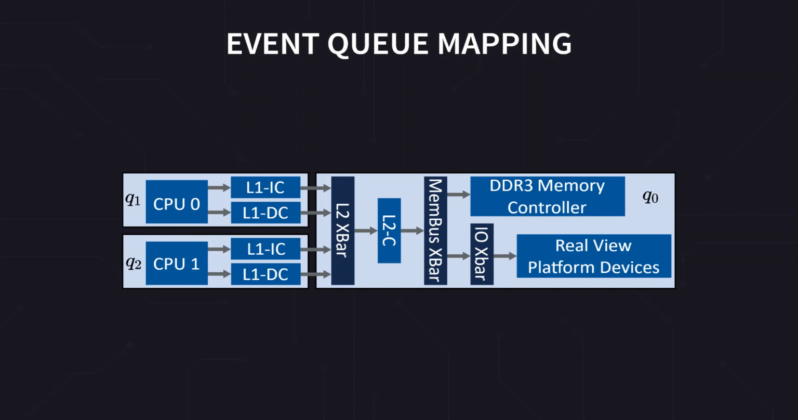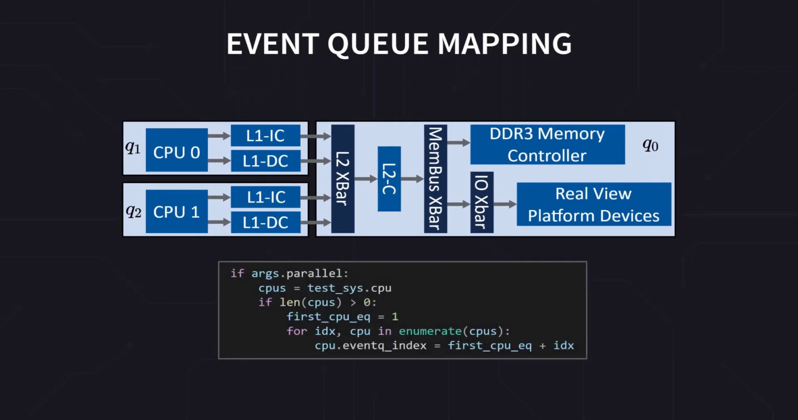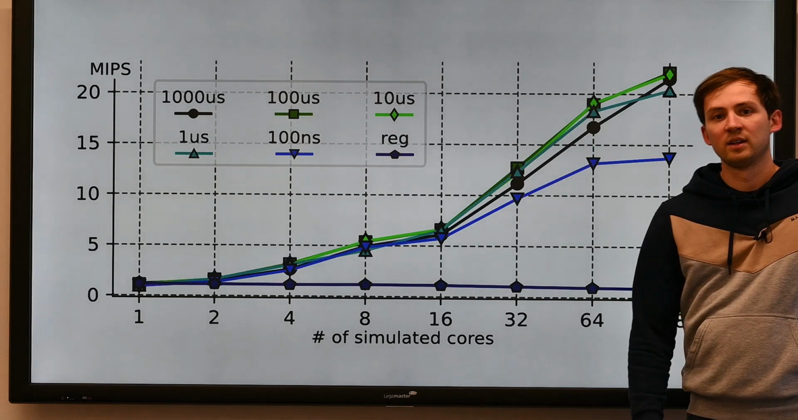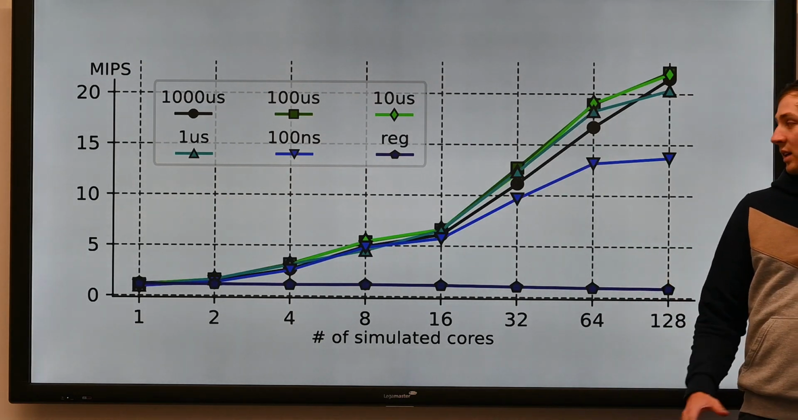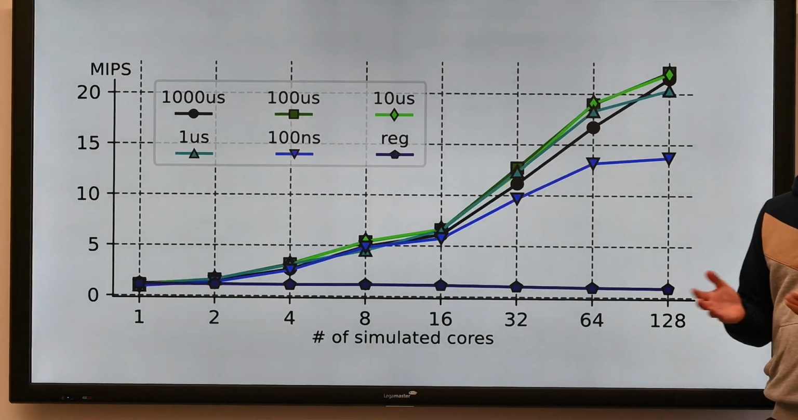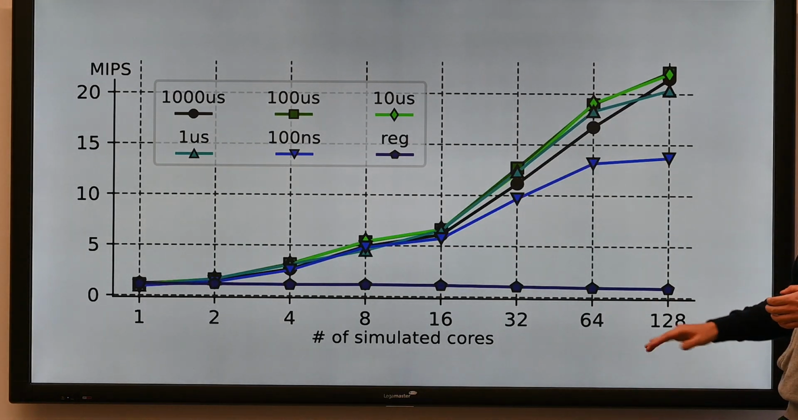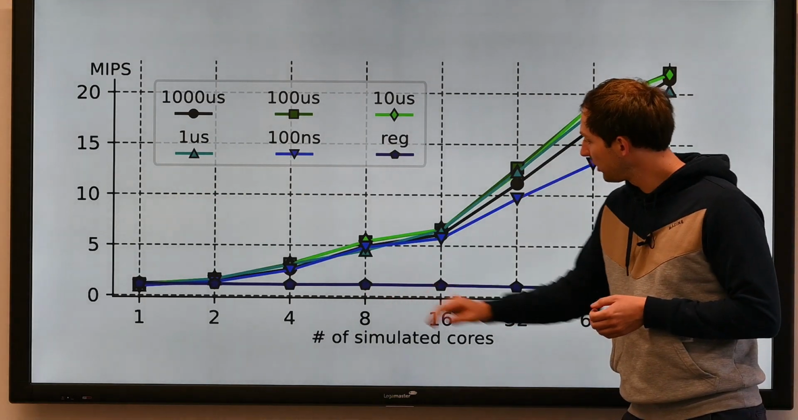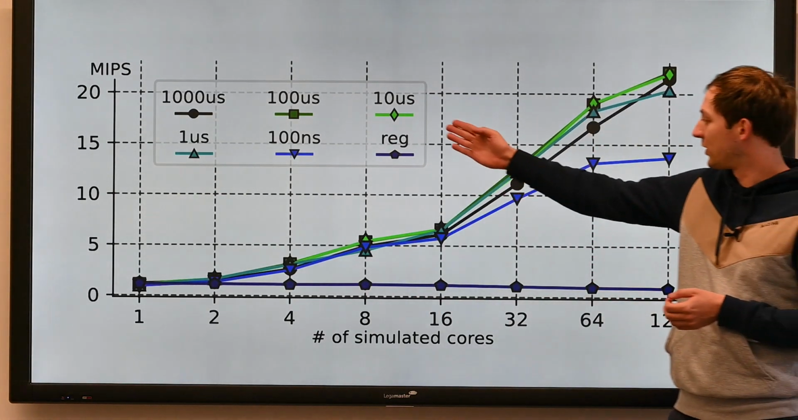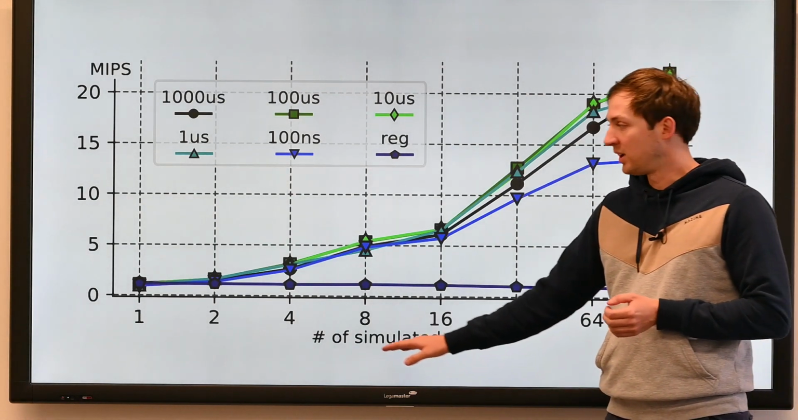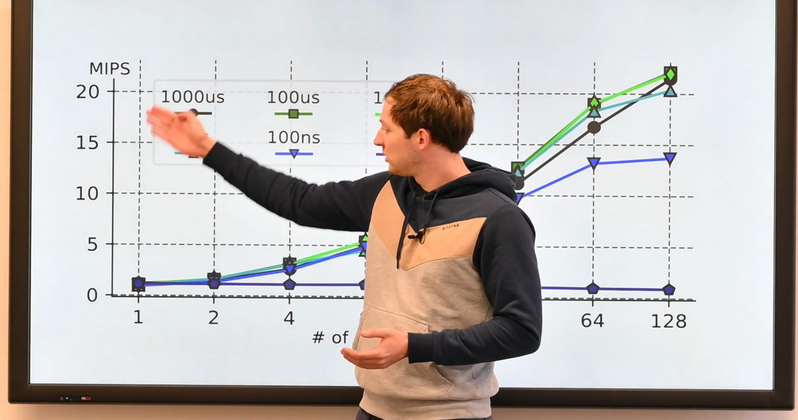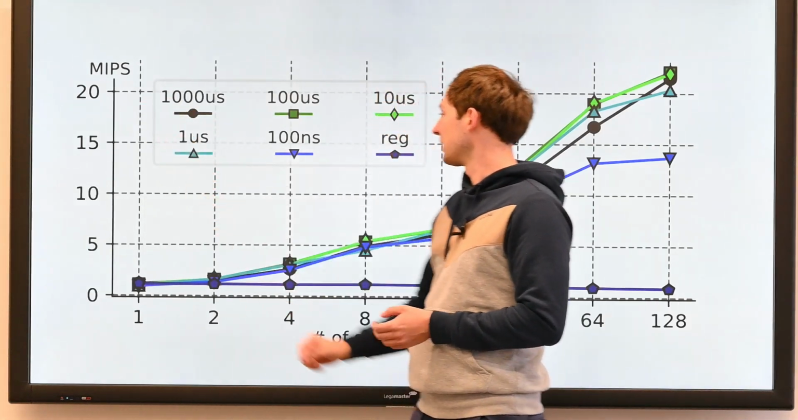With this approach, we attain reasonable performance and accuracy, but ultimately, we keep the event queue assignment flexible. So if you're wiring up a simulation, you can directly control the event queue indices using Python. This allows you to quickly experiment with different mappings. The performance achieved of this approach is depicted in the following graph. Here you can see the execution of a bare metal bubble sort benchmark using default gem5, here in purple, and par-gem5 with various quanta. On the x-axis we have the number of simulated cores, and on the y-axis we have the simulation performance in million instructions per second.